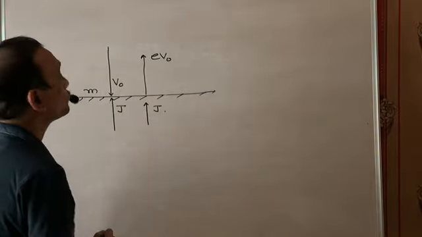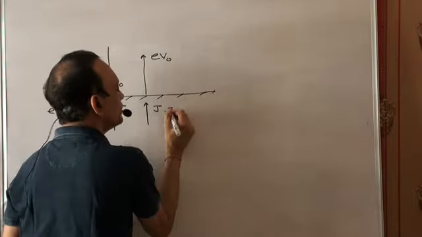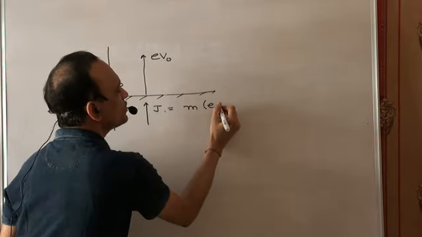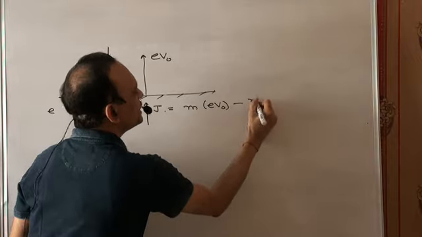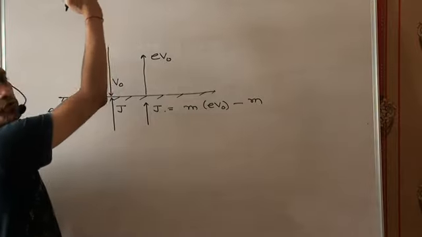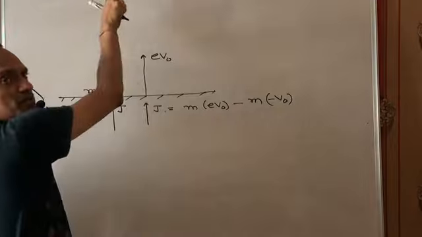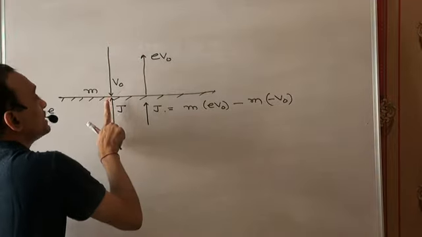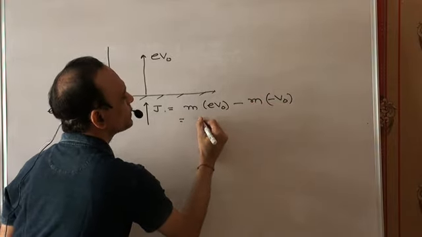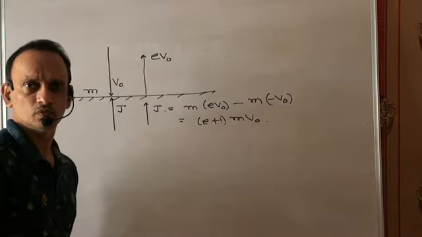So how do I calculate J? J, the linear impulse between the two, is going to be final linear momentum in this direction, which is m into e v naught, minus initial linear momentum in this direction, which is minus m v naught. So that gives me (e plus 1) into m v naught. Yes or no, right?